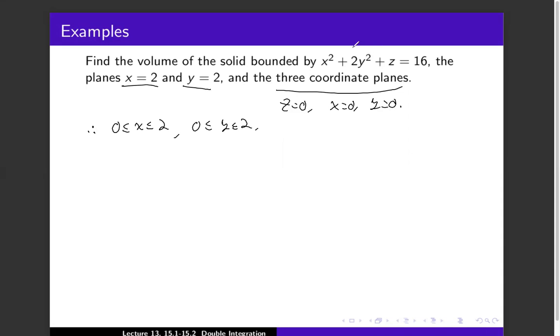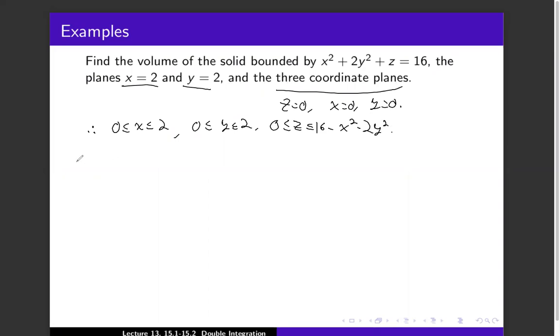Well, if you think about this surface, it's z equals 16 minus x squared minus 2y squared. So if x and y are between 0 and 2, that's always going to be positive numbers, and the smallest thing z can be is 0. So z is going to be between 0 and 16 minus x squared minus 2y squared.